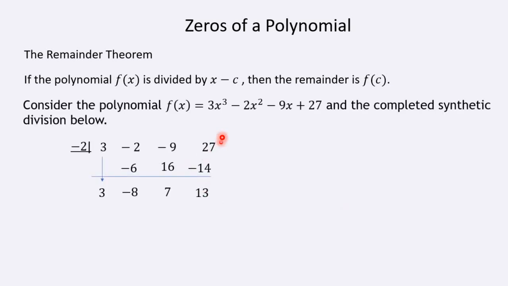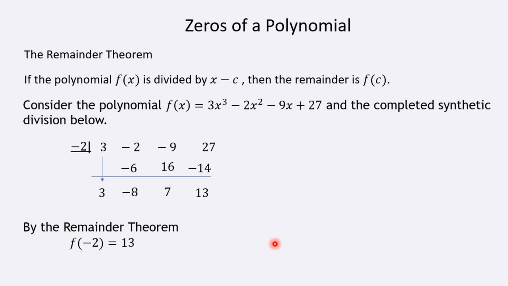Let's consider the polynomial f of x equals 3x cubed minus 2x squared minus 9x plus 27, and the completed synthetic division down here. So based on what we just learned, this is the remainder, and these are the coefficients of the quotient. Since this is the remainder, by the remainder theorem, f of negative 2, which is f of c in this case, is equal to the remainder, 13. Without having to plug negative 2 in for all the x values and do that arithmetic, just by looking at this, I know that f of negative 2 is 13 by the remainder theorem.